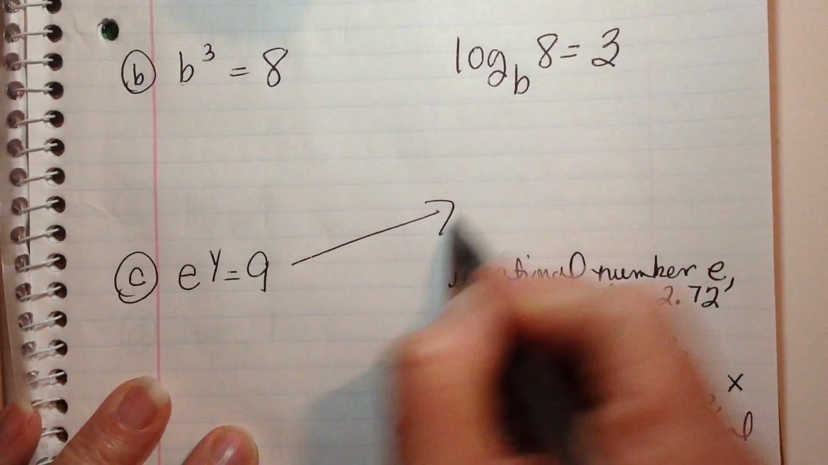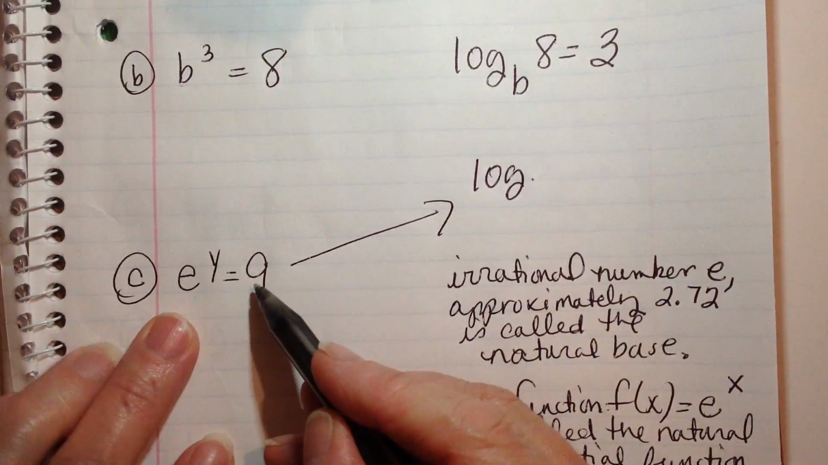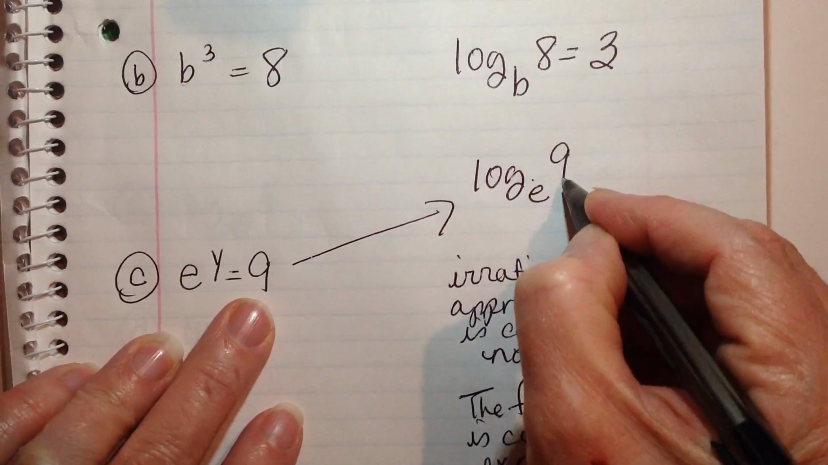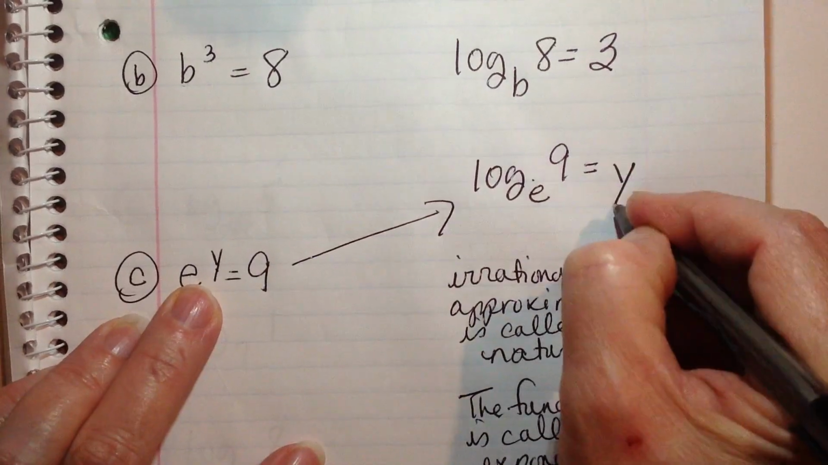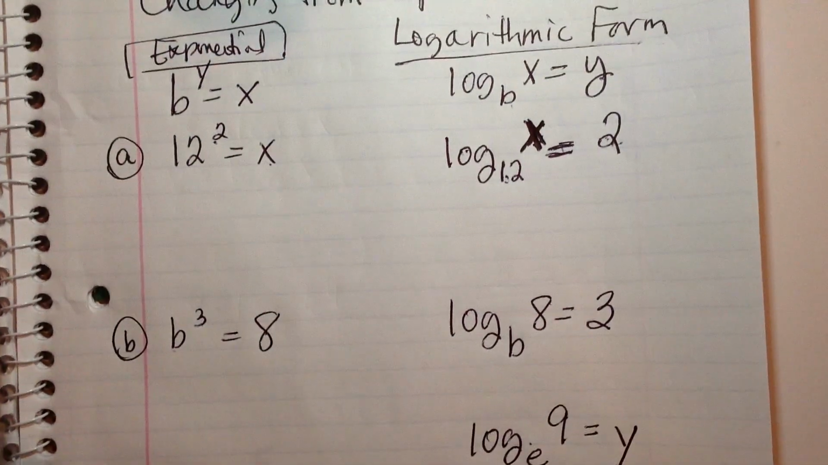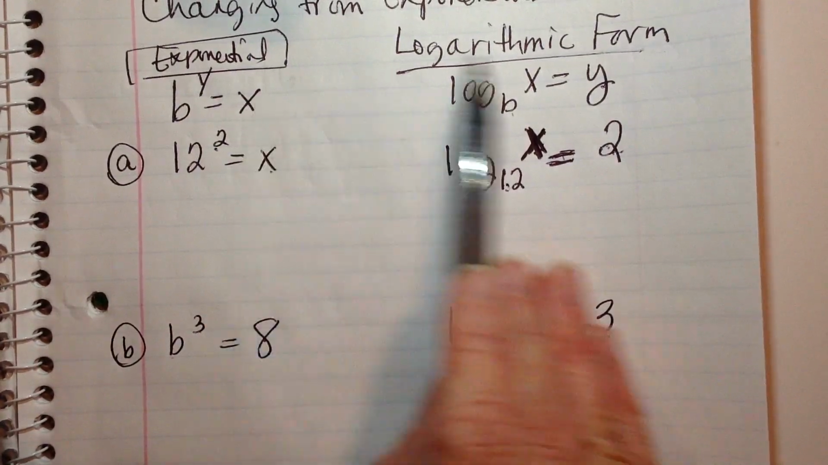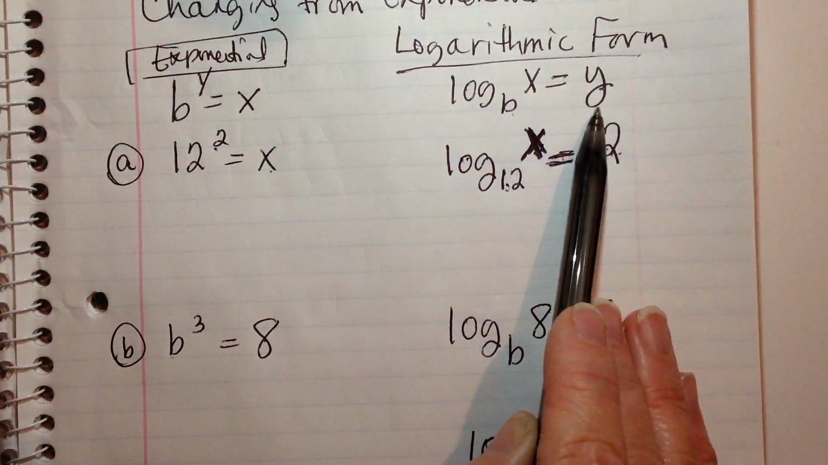So I'm going to come up here and write the log form of this problem. My base is e. 9 is in the x position. And who is the exponent? y. So, we had to go from exponential, b to the y equals x, to logarithmic form, log base b of x equals y.